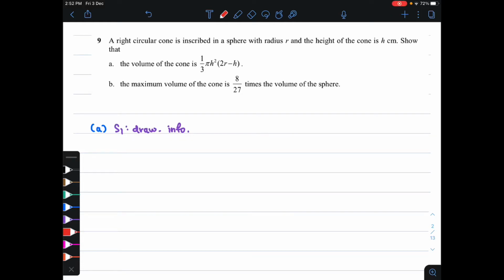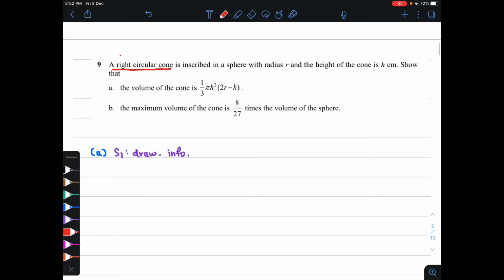For question 9, we have a right circular cone. So, ini maksudnya is just a normal. Careful dengan circular cone tu, itu maksudnya just cone je. Okay, just a normal cone. Alright, which is this one. Okay, kalau dia sebut inverted cone, itu macam ice cream. So, that is inverted cone.